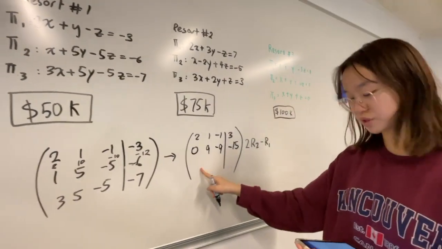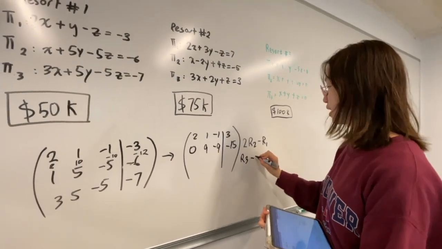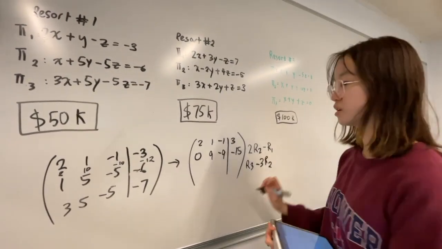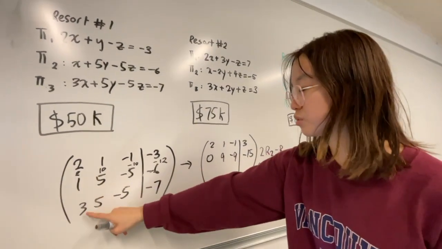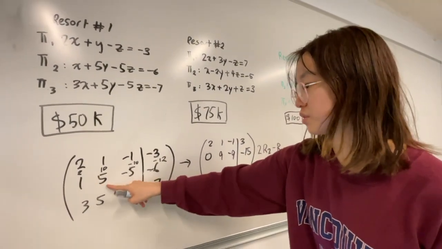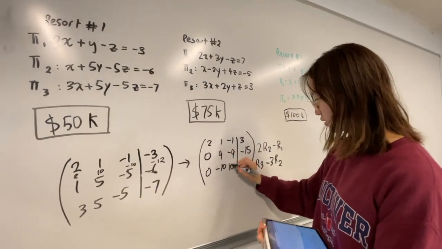And doing something similar with the third row, I will subtract 3 times row 1 from it. As you can see from here, it will become 3 minus 3, and so on. And so that gives 0, negative 10, 10, 11.